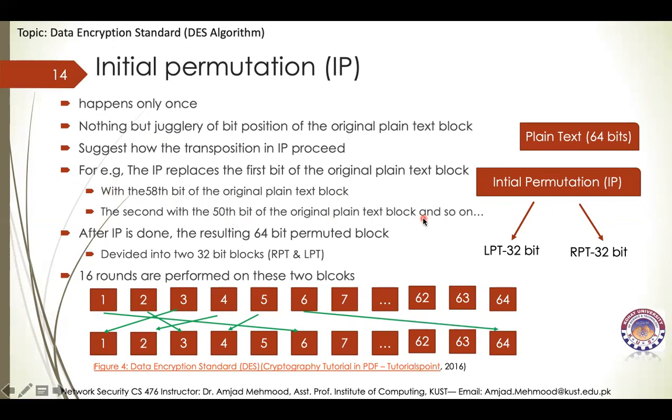So in the permutation, you may call it that just the position of the bits will be changed. So you may call it a jugglery of bit positions.